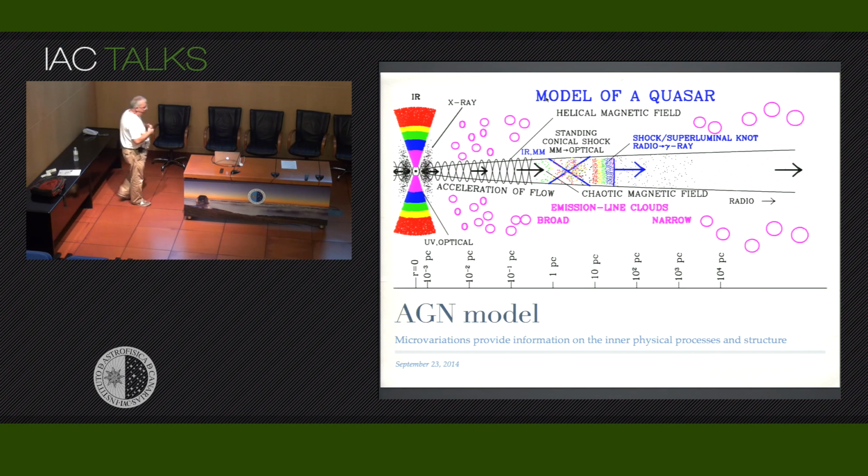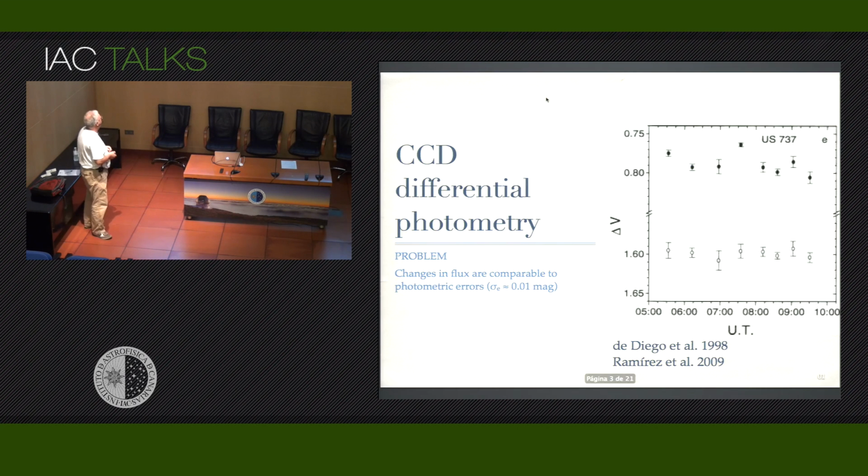And this is the only way that we have to test the structure and the physics in this part of the object. And this is done in the optical with CCD differential photometry. We have observations at the telescope, and we see the light curve of the quasar, and usually a control object, which is a star in the field. And we see that the quasar may vary at some point.